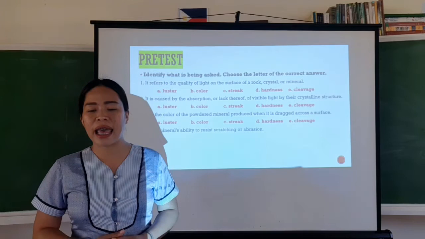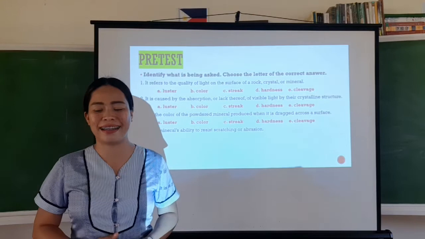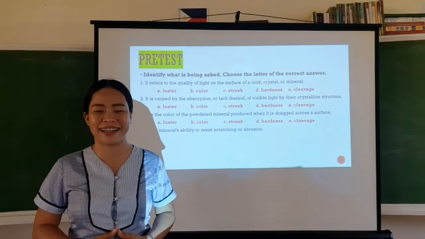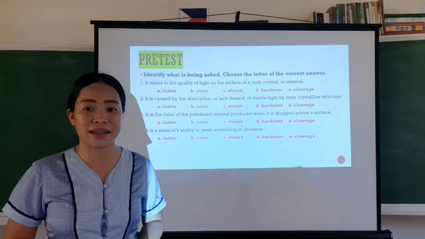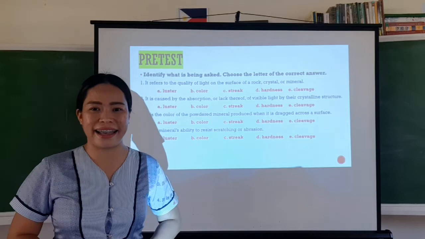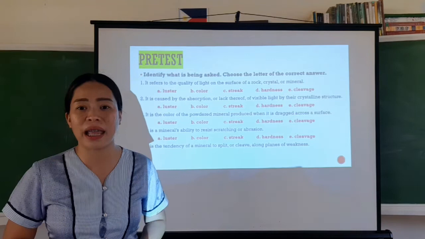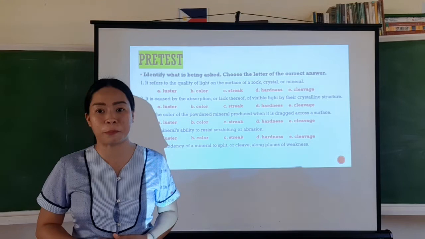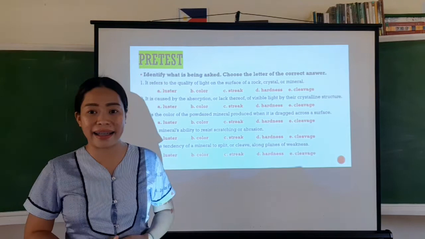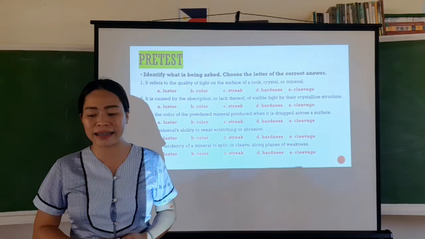Number 4. It is a mineral's ability to resist scratching or abrasion. Same options. Write your answer: letter A, luster, B, color, C, streak, D, hardness, and E, cleavage. And last, number 5. It is the tendency of a mineral to split or cleave along planes of weaknesses. Letter A, luster, B, color, C, streak, D, hardness, and letter E, cleavage.